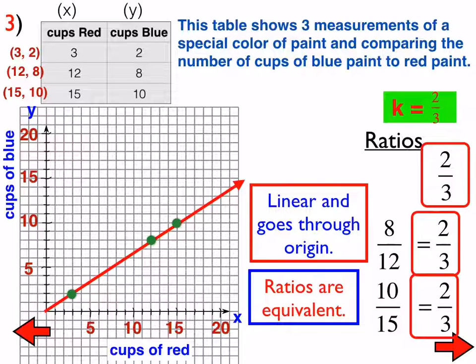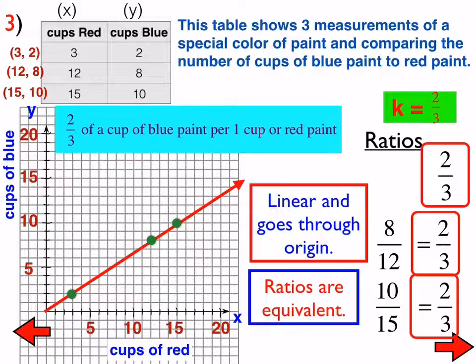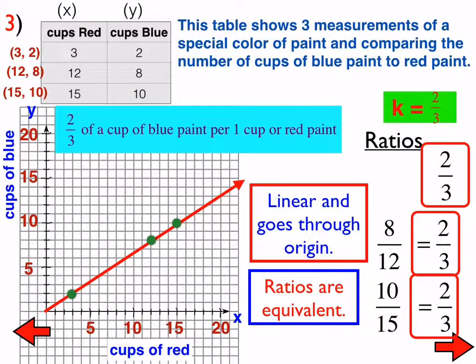Next thing we were supposed to find was the unit rate. And that's kind of hard to phrase, but that means that there are 2/3 of a cup of blue paint per 1 cup of red paint. And that should say of, not or. 2/3 of a cup of blue paint per 1 cup of red paint.